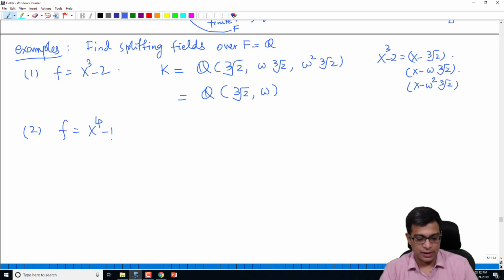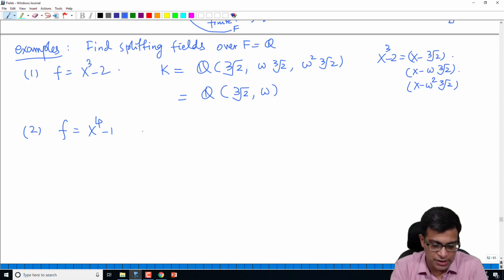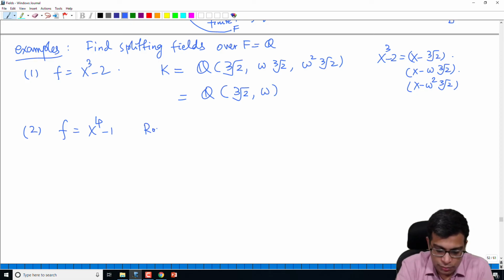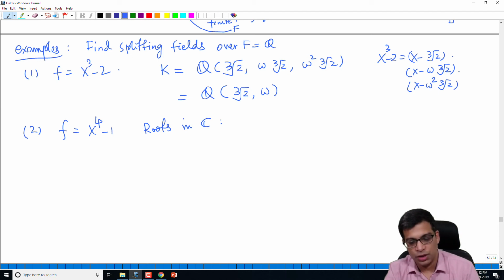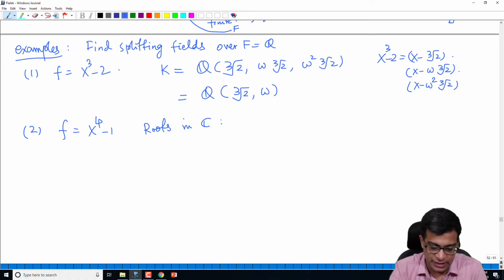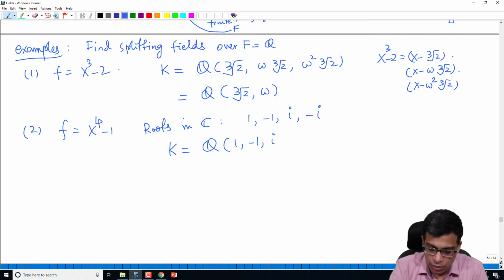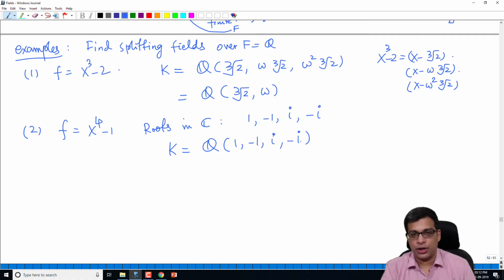Let me do one more example. X power 4 minus 1. What is the splitting field? Here what are the roots? Let's say in C. For Q there is a God-given field over which all polynomials have roots. That is related to the fact that C is algebraically closed, which I will formally mention in a later video. So what are the roots in C? They are 1, minus 1, i, minus i. So the splitting field is simply given by Q adjoined 1, minus 1, i, minus i, because you have to add all the roots.